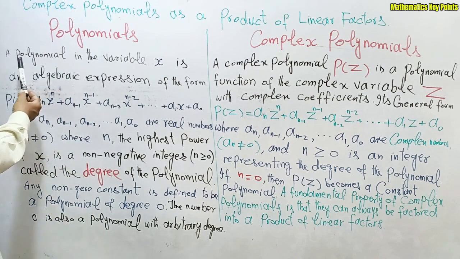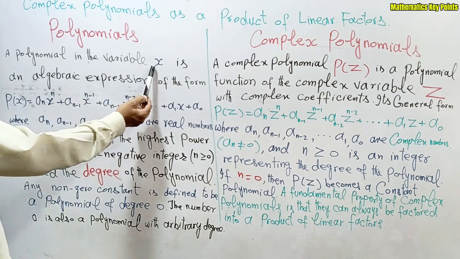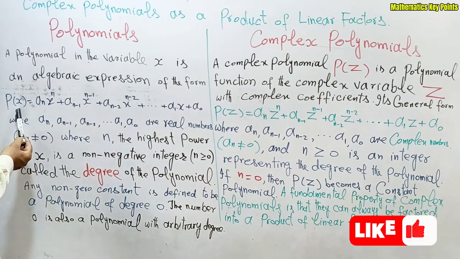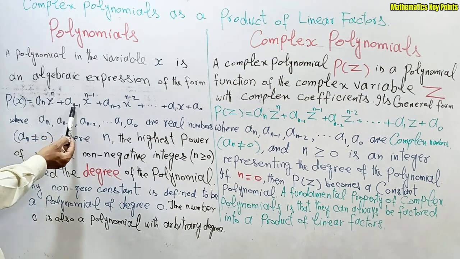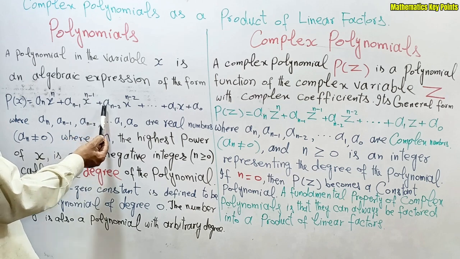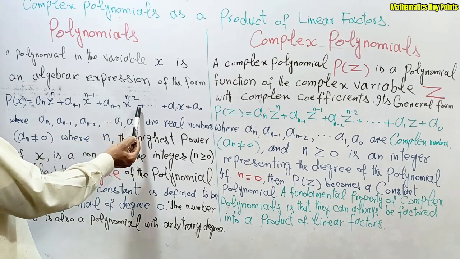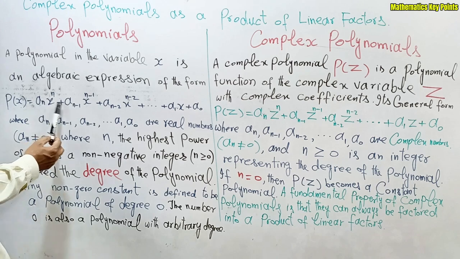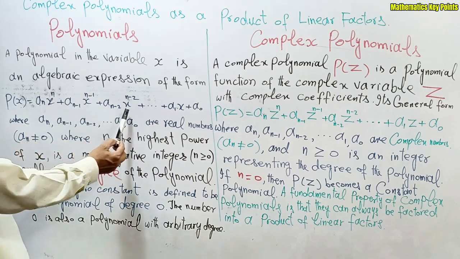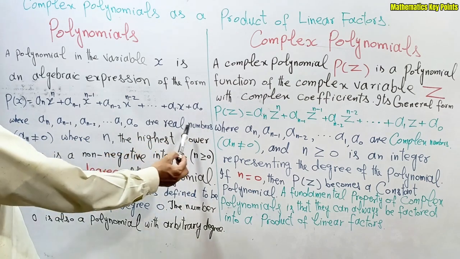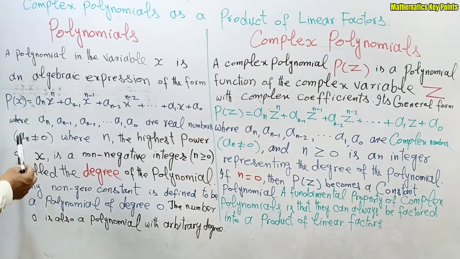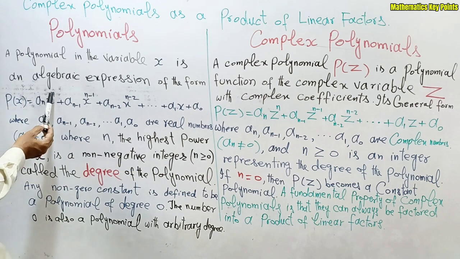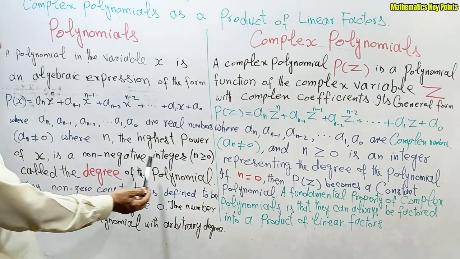in standard format, we write a polynomial in the variable x as an algebraic expression of the form p of x equals an x power n plus an minus 1 x power n minus 1 plus an minus 2 x power n minus 2 plus so on plus a1 x plus a naught, where these coefficients an minus 1, an minus 2, so on, a1, a naught are real numbers and an is not equal to 0, where n, the highest power of x, is a non-negative integer.